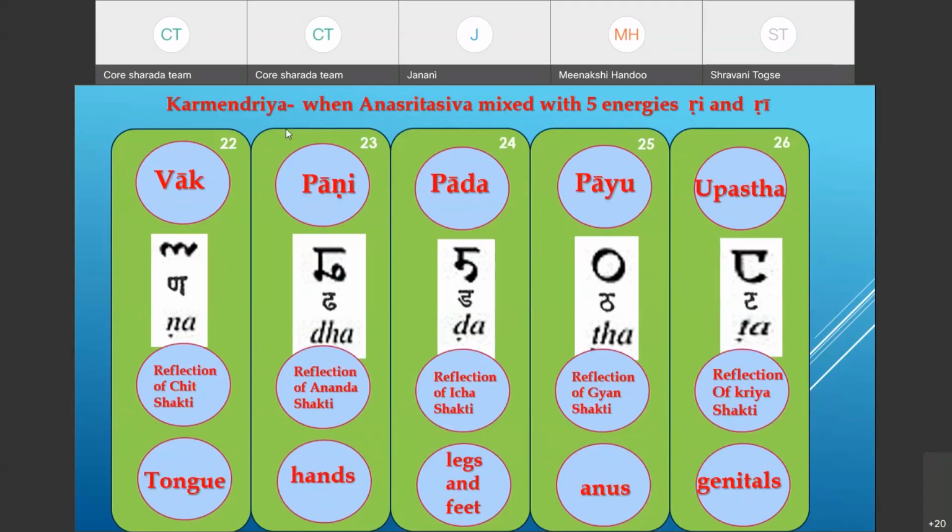Then the reflection of Gyanendriyas are Karmendriyas. Karmendriyas means the organs of action, right? We speak with the tongue, hand, leg, anus, which means nothing but excretion, right? Genitals, basically organs of reproduction. So that is ta, tha, da, dha, na. It is again the same, all reflections are 1:1. It is direct. Maybe if somebody is creative enough, he can draw a very beautiful diagram of it.